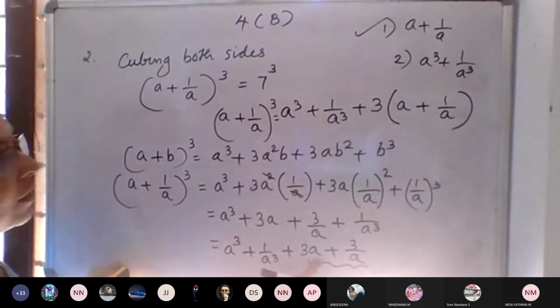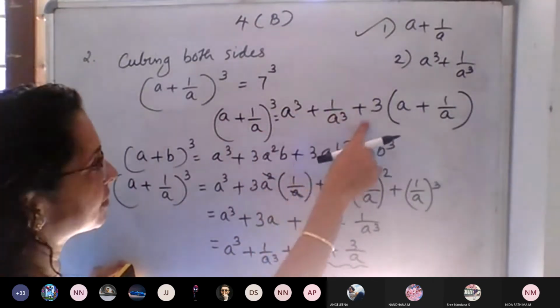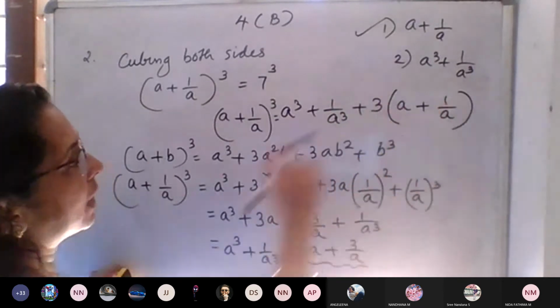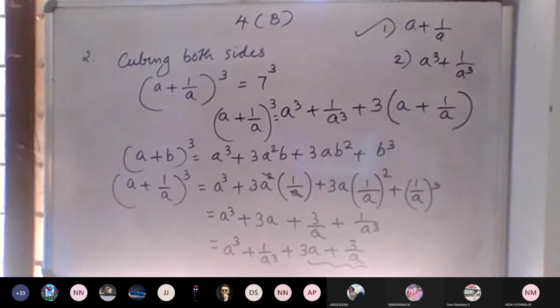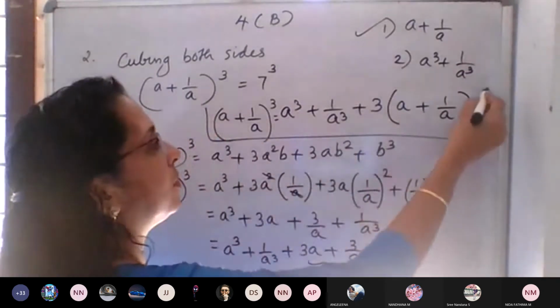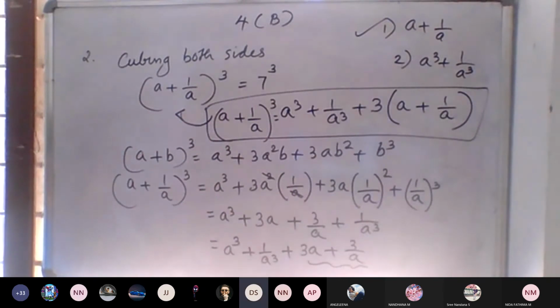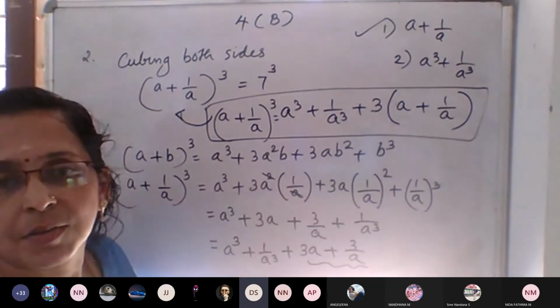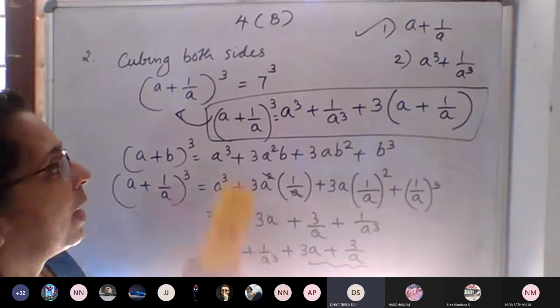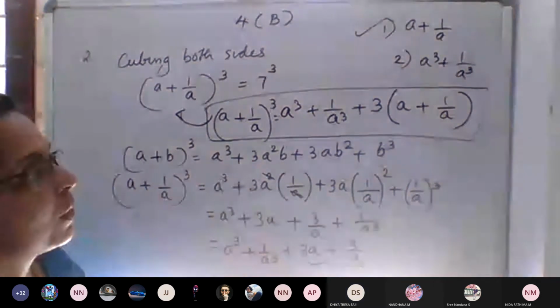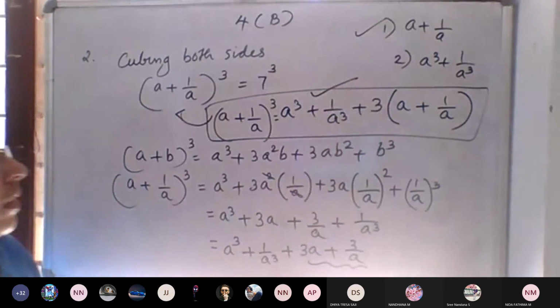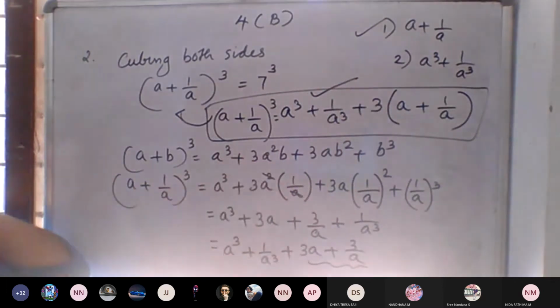This is the formula: a cube plus 1 by a cube plus 3 into (a plus 1 by a). If you study this formula, no problem. Study this and directly apply it here, or do the calculation. This formula you have to write in the first page. (a plus 1 by a) whole cube is equal to a cube plus 1 by a cube plus 3 into (a plus 1 by a).